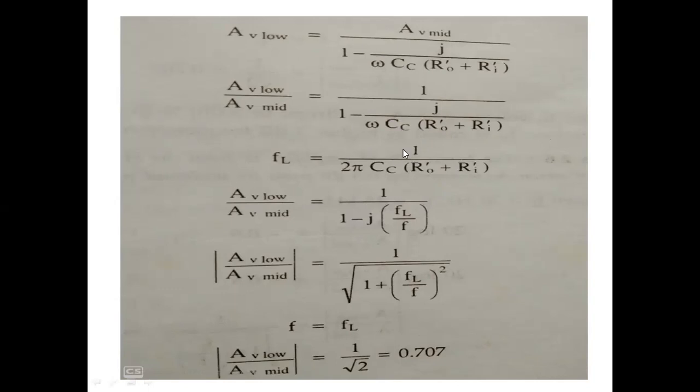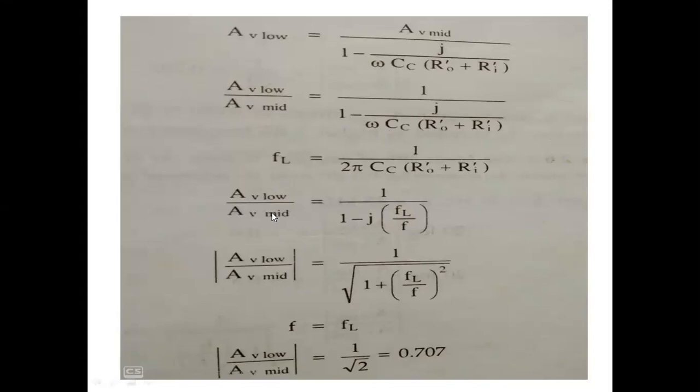So in place of 1 by 2 pi Cc (Ro' plus Ra'), we are substituting Fl. Then the term becomes 1 by 1 minus j into Fl, and the remaining term at the denominator, we have only one term remaining, that is F. So AV low by AV mid is equal to 1 by 1 minus j into Fl by F, where Fl is 1 by 2 pi Cc (Ro' plus Ra'). This is the lower frequency gain, and we can write the lower frequency gain in terms of mid frequency gain.